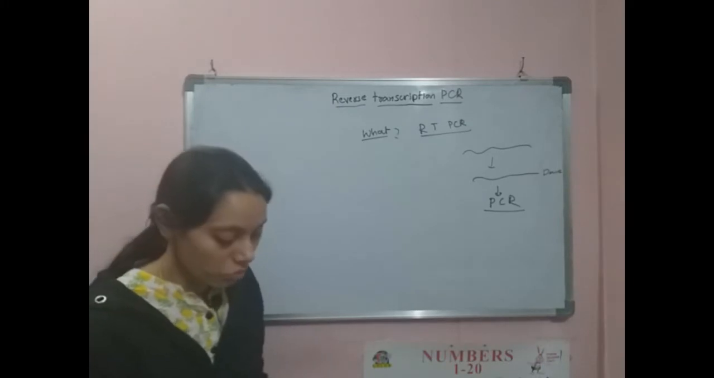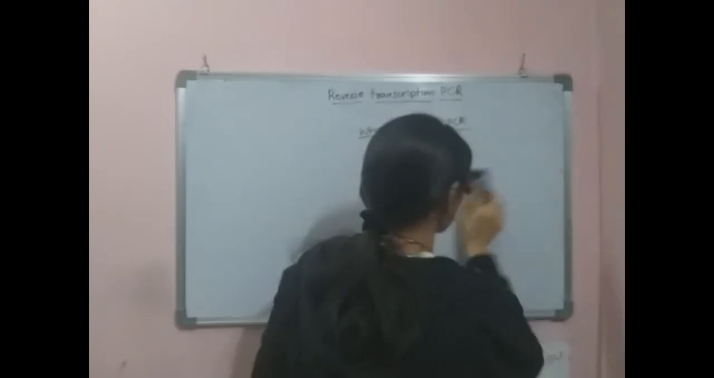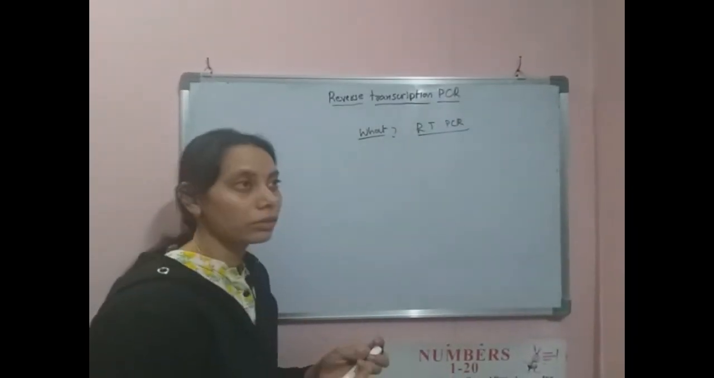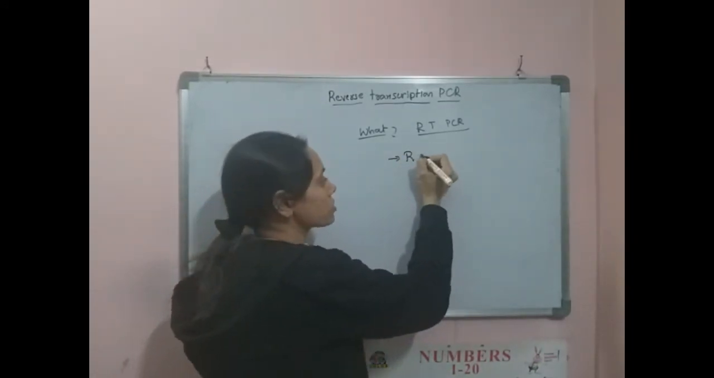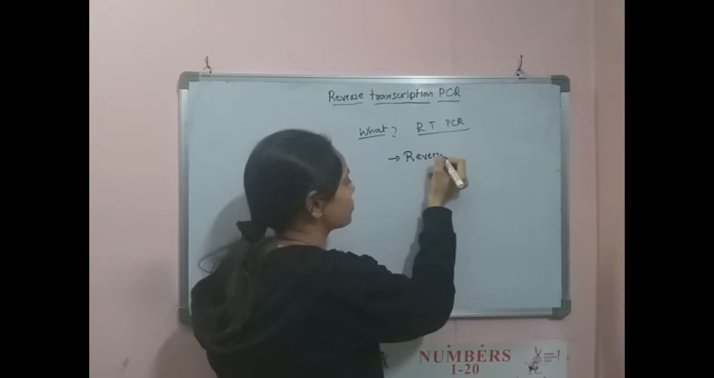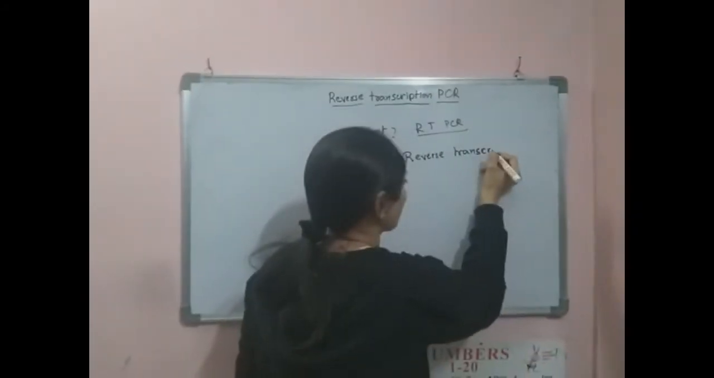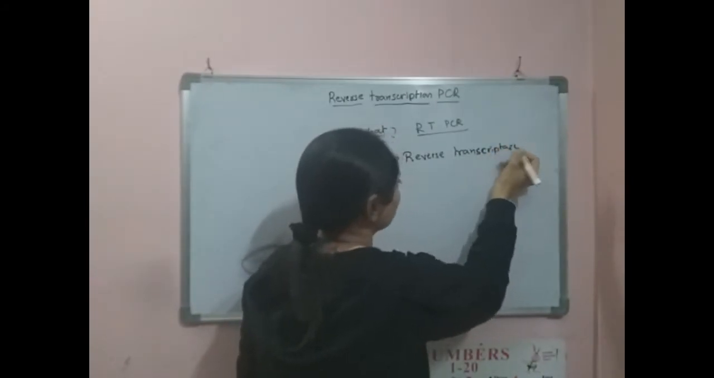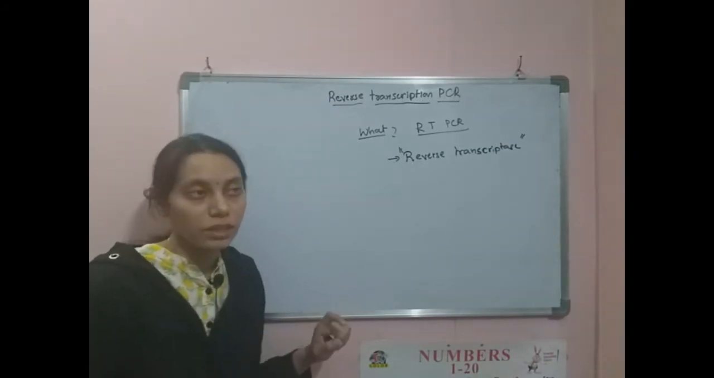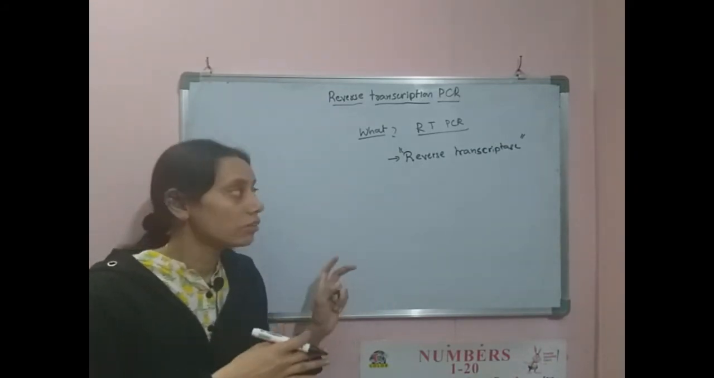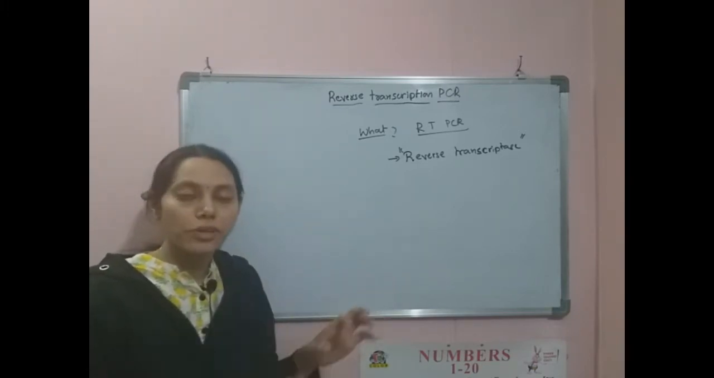So what is the enzyme? The hero of the reaction is the reverse transcriptase enzyme. During the mid 1970s, there was a discovery of reverse transcriptase, the enzyme which can successfully convert RNA into DNA. That means it will reverse copy the RNA, copying the DNA from the RNA.